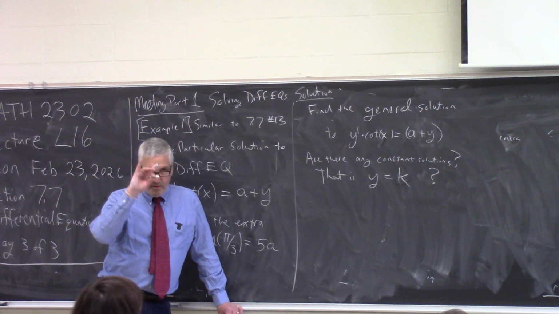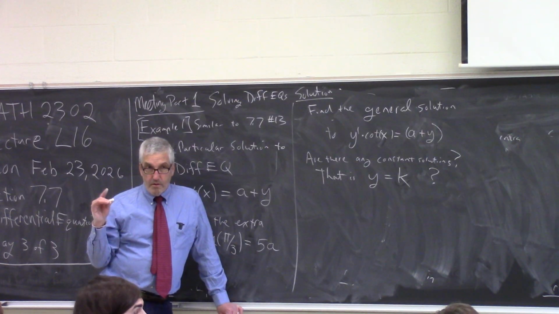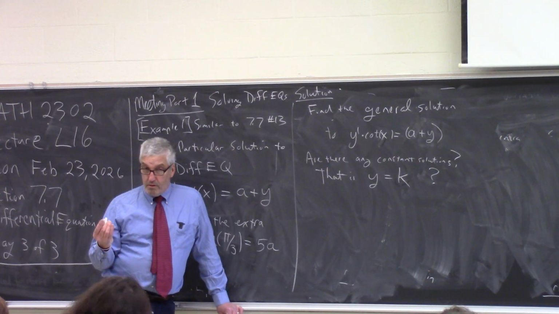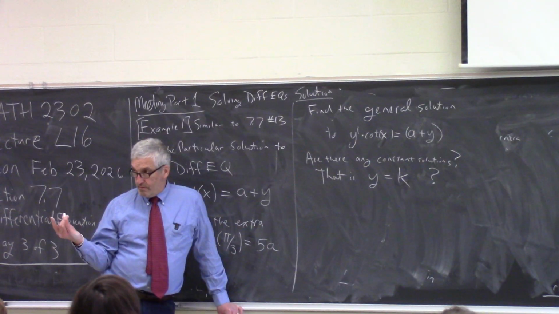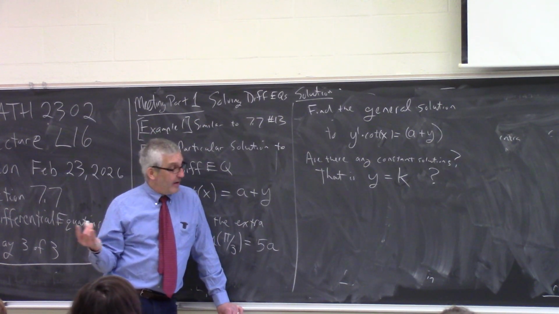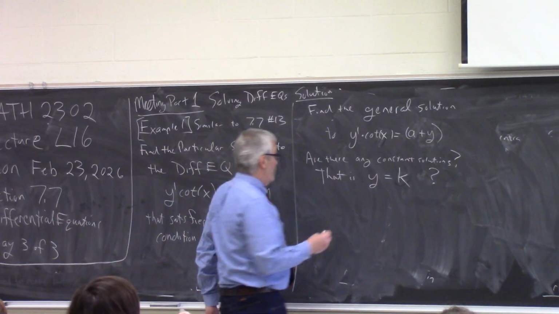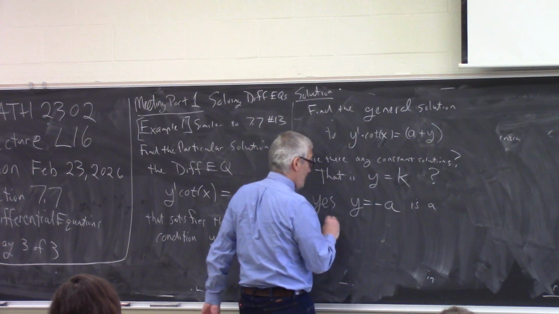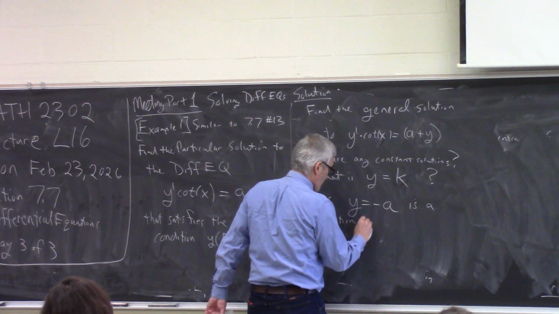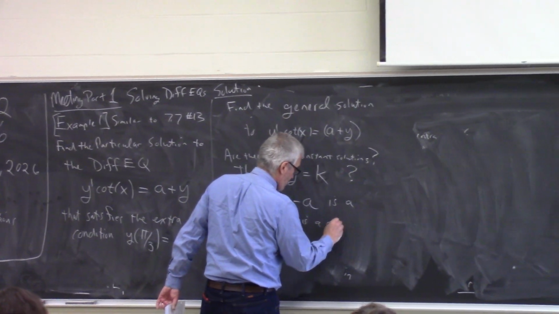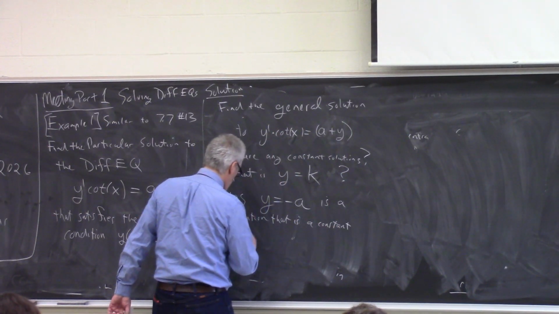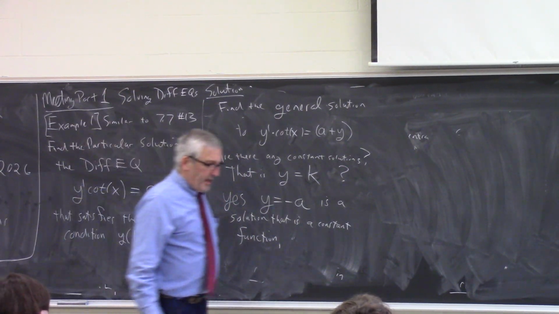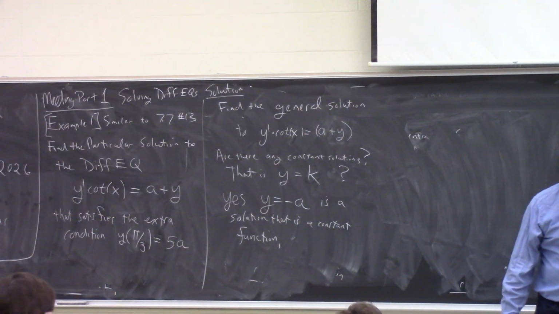The derivative of a constant is 0, so the left side would become equal to 0. So if the equation is going to be true and the left side is going to be 0, what's going to happen on the right side? Exactly. The right side's going to have to equal 0 as well. So y equals minus a is a solution that's a constant. Okay, well, that's important to know because we've got one solution.